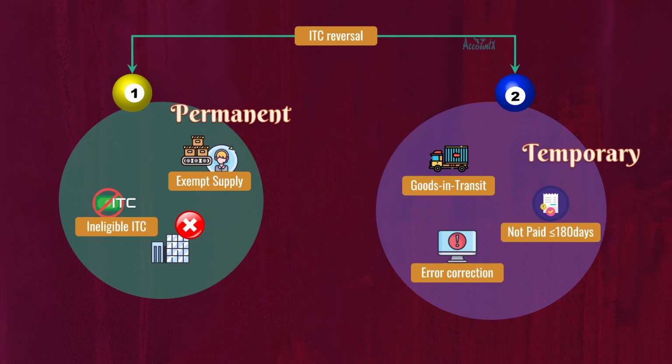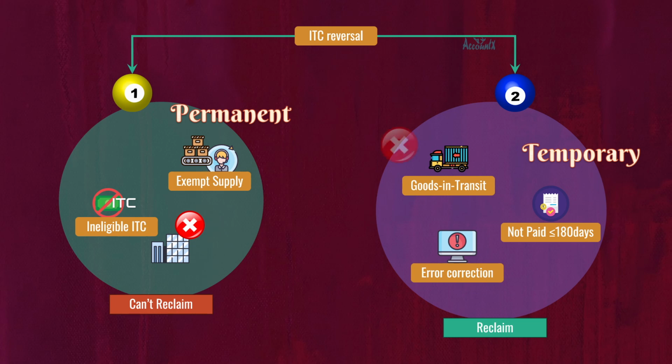So we can say that ITC reversal under first head can't be reclaimed because reversal is permanent, while ITC reversal under second head can be reclaimed. For instance, when the goods are in transit, you reverse ITC. Later on, when the goods are delivered to you, you reclaim ITC. Let us now see how this ITC reversal and reclaiming ITC so reversed are going to be reported in GSTR 3B.